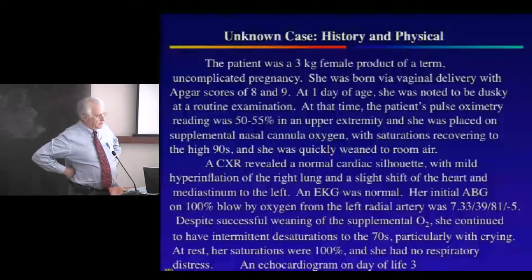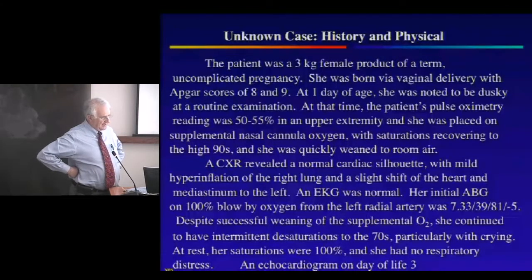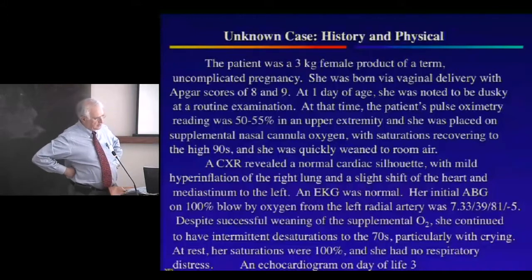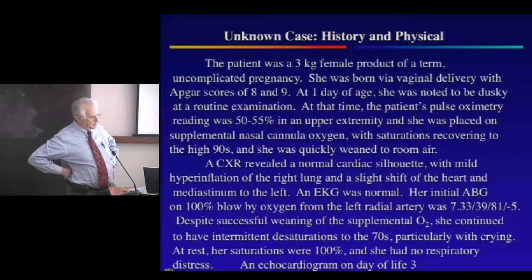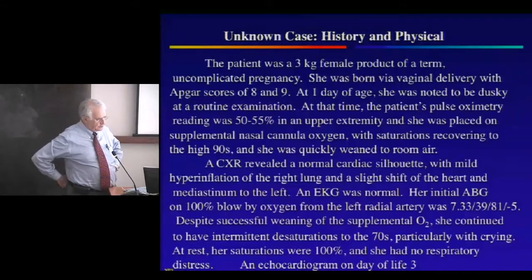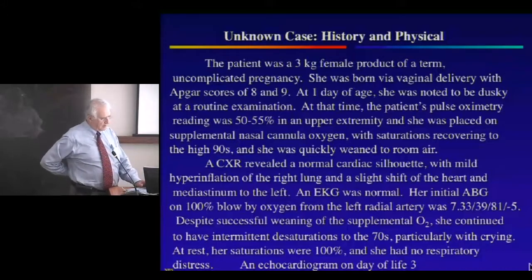This is a 3-kilogram female patient that we were called to look at with good APGARs, but looked like she was a little blue. And the clinical examination was really insignificant. There was the usual non-specific systolic murmur, but the saturations were not quite normal. And the cardiac X-ray showed a normal silhouette with mild hyperinflation of the right lung and a slight shift of the heart to the left. The ECG was normal, and despite weaning on oxygen, she remained with low saturations. So what do you do for a patient like that?